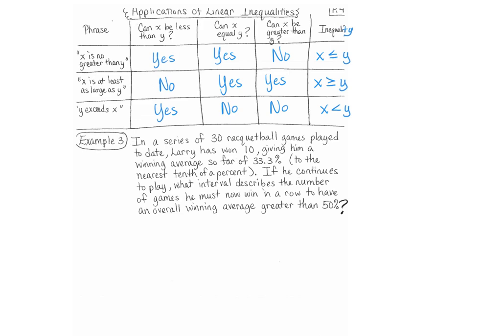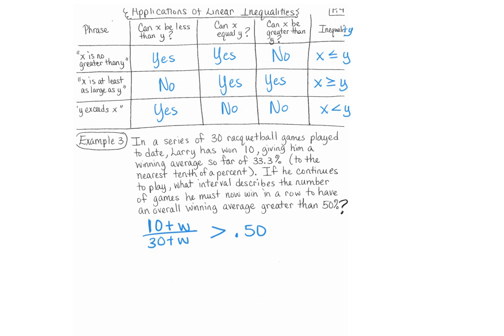If he has won 10, let's use blue, that's what we've been using, so 10 plus W. W is the wins, because we're trying to figure out how many games he must now win to have an overall winning average greater than 50%. So whatever 10 plus W over 30 plus W is, we want that to be greater than 50%, which mathematically is 0.50. So now we need to solve this inequality for W.